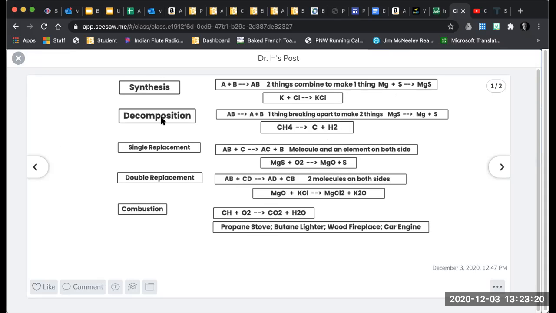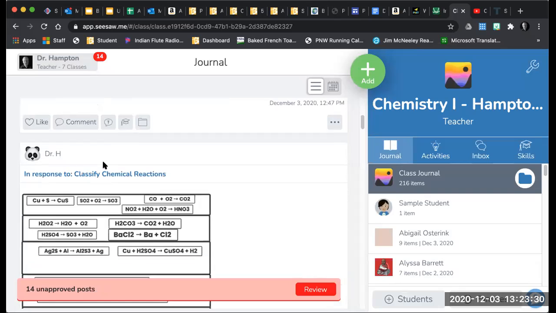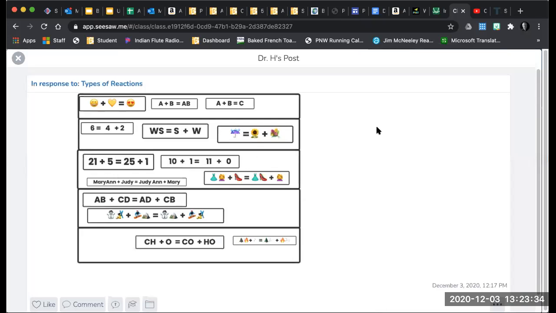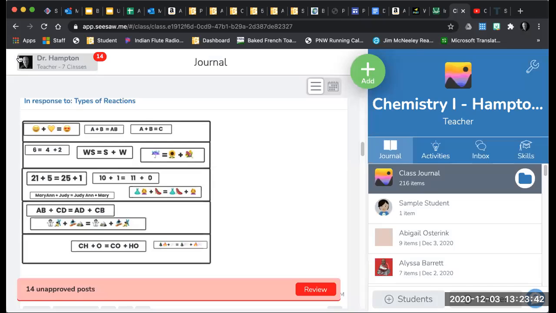And the assignment is then to go back to those two we just looked at, the classifying, and add these 5 names. So what I want you to do is come back to one like this and this one. And over on the side, I want you to write synthesis, decomposition, and put the names to each of those 5 patterns. That's what we were working on today.